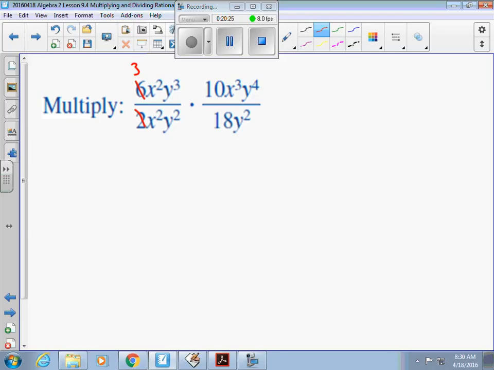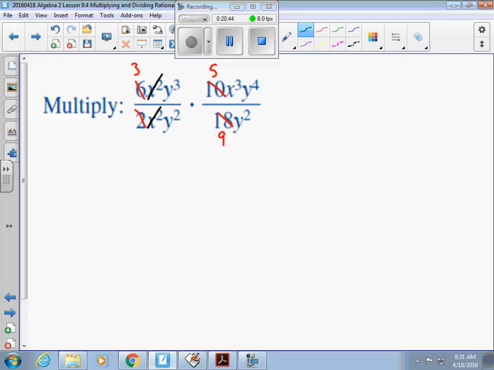The same thing with 10 and 18. The number 2 goes into both of those. It goes into this one 5 times and into this one 9 times. So you can factor it out at any time. Same thing with x squared for the first one. It's exactly the same as this one. That cancels out.